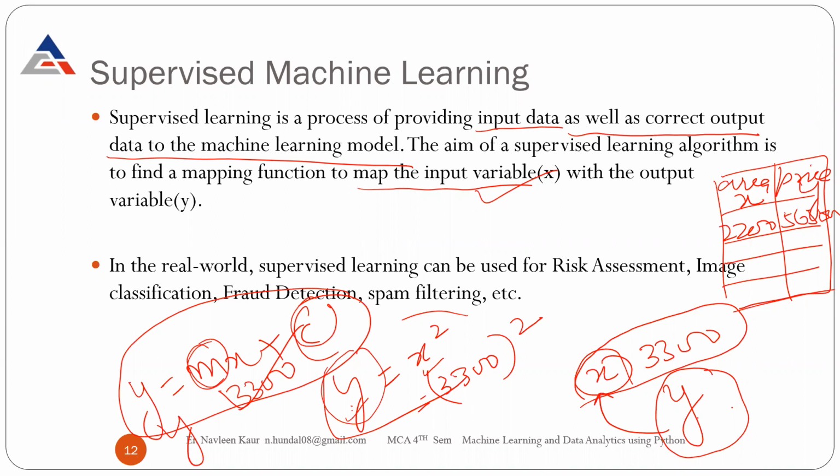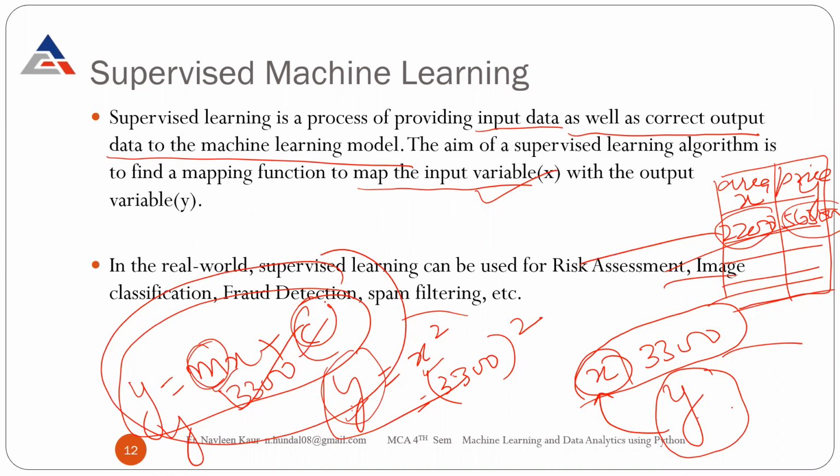When I keep on feeding the data, it comes up with an equation that if this is the input, then this is the output. So the equation somewhat looks like this. It automatically creates that equation, and whenever new data comes, it feeds that data into the equation and gives you the output.